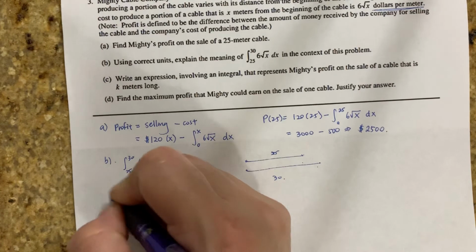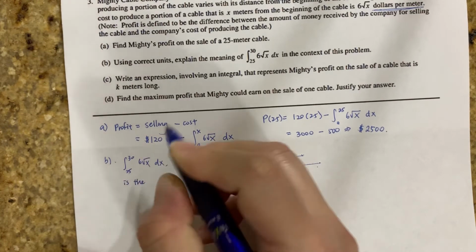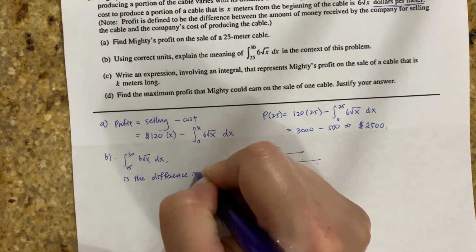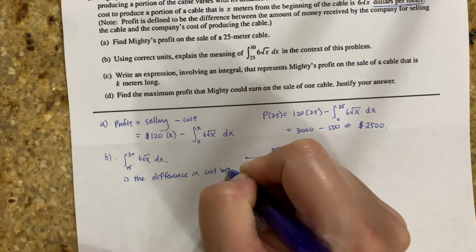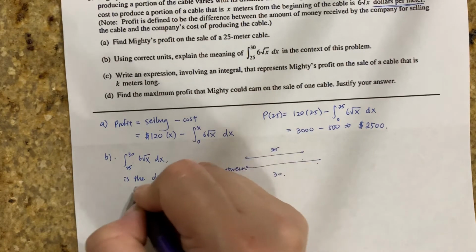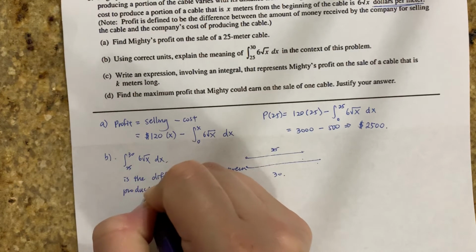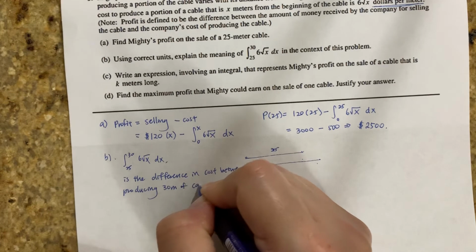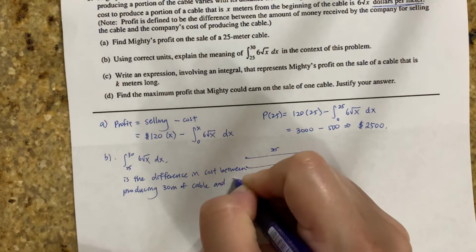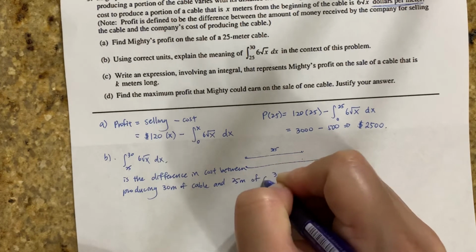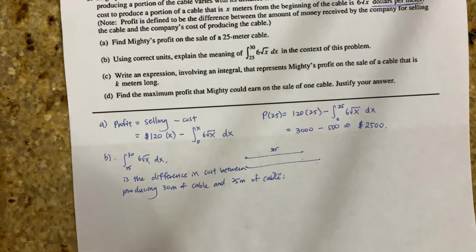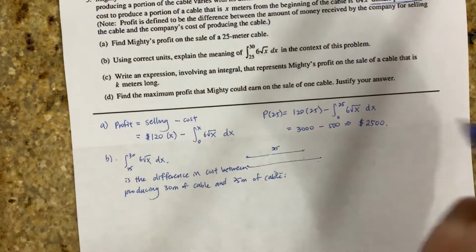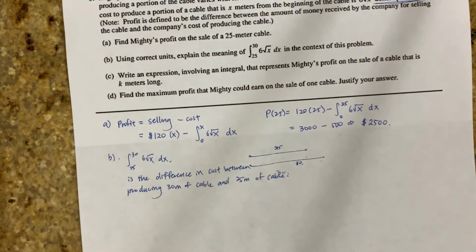So what is this? This is the difference in cost between producing 30 meters of cable and 25 meters of cable. All right. So that's what this integral is going to help us get, okay?